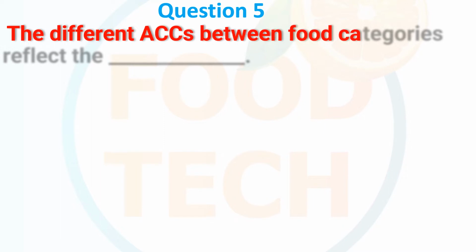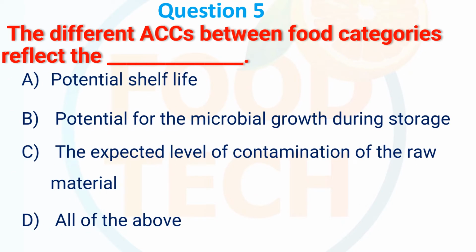The different ACC between food categories reflects the dash. A. Potential shelf life, B. Potential for microbial growth during storage, C. Expected level of contamination of the raw material, D. All of the above. The answer is D.